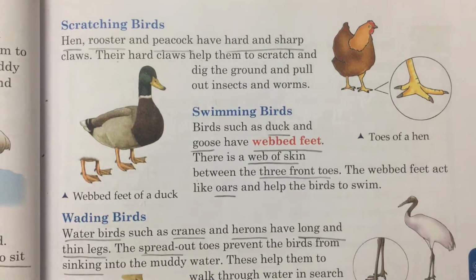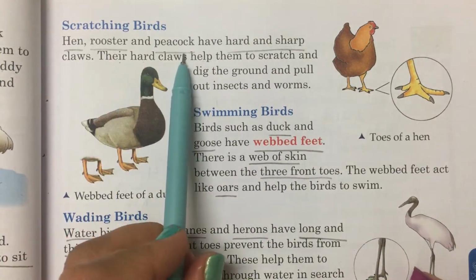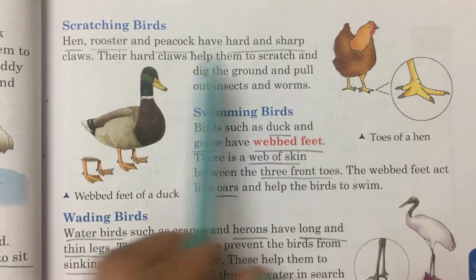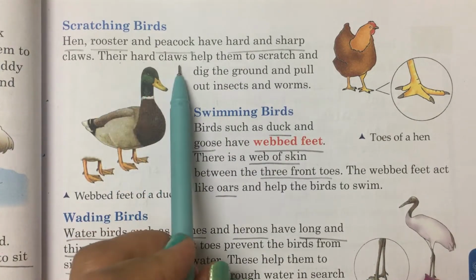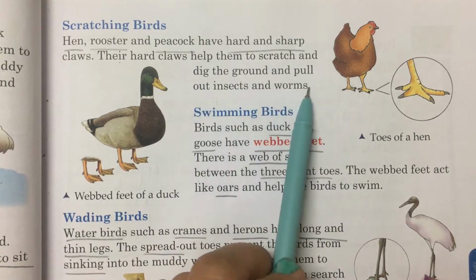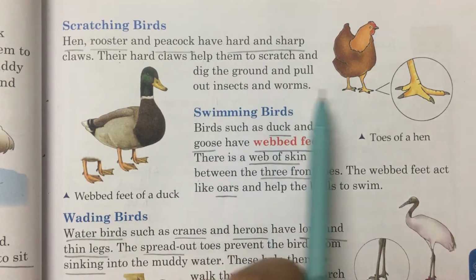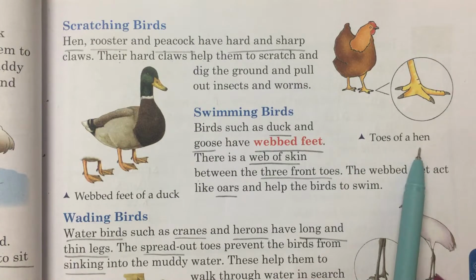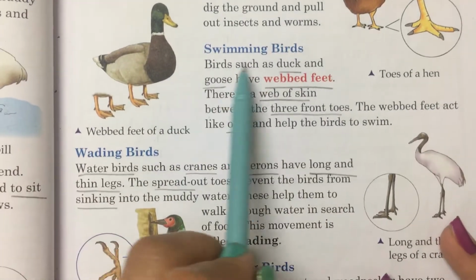Scratching birds. Hen, rooster, and peacock have hard and sharp claws. Their hard claws help them to scratch and dig the ground and pull out insects and worms. Toes of a hen.